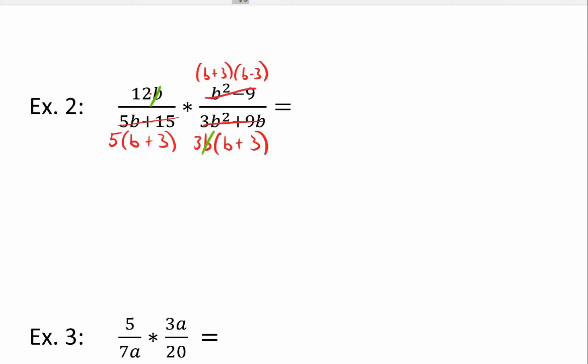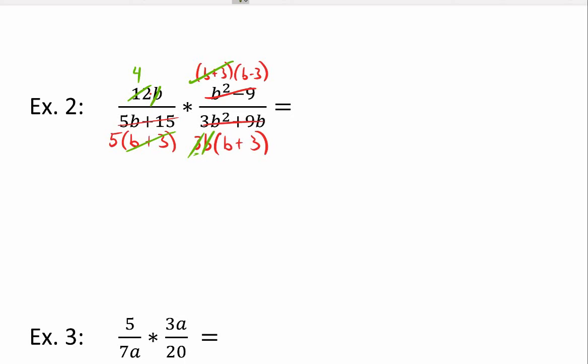I also see that I have a b plus 3 in the numerator and a b plus 3 in the denominator. And then I'm a little bit tempted to cancel these, but I can't because one is b minus 3 and one is b plus 3. And then we'll see if there's any common numerical factors. I have this factor of 3 here. Well, 3 can cancel with 12, and it leaves 4 behind.